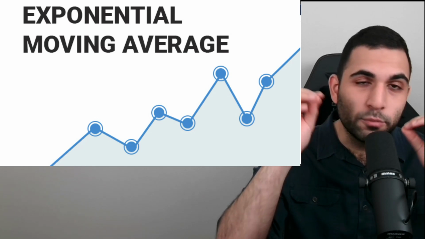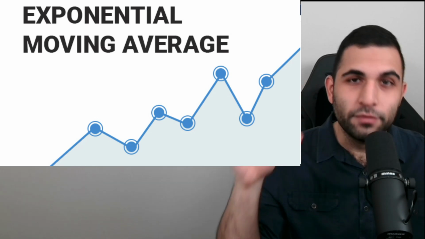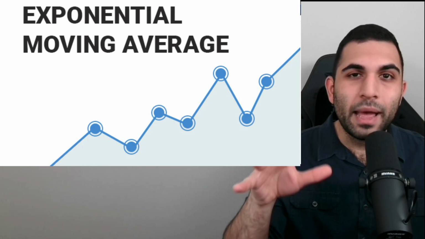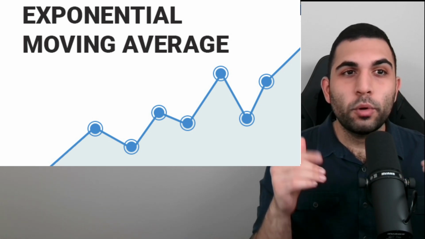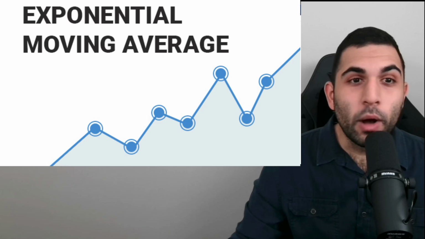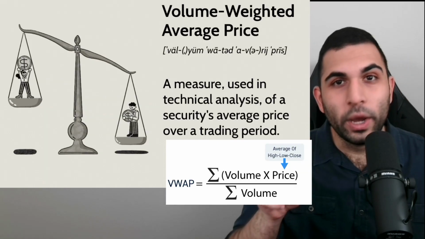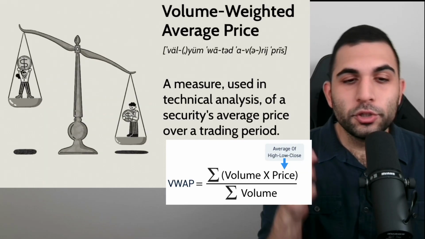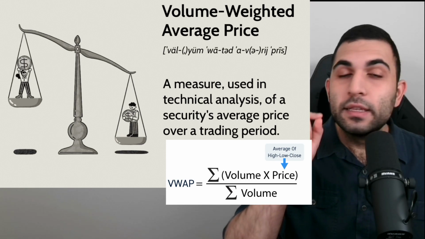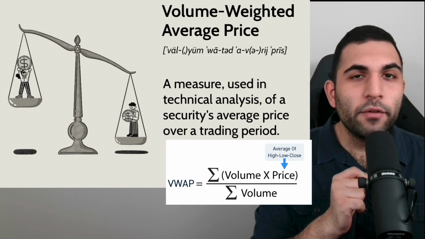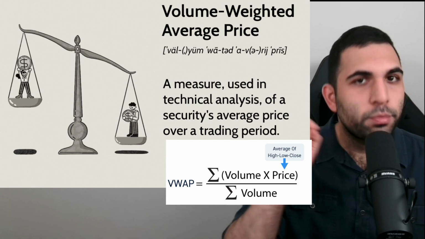The point of a lot of these moving averages and exponential moving averages, and the different lines that are placed and mapped on these indicators, is to provide you with a support and resistance point, which leads us into our next one, which is VWAP. VWAP stands for Volume Weighted Average Price. It's a measure used in technical analysis of a security's average price over a trading period. The simplest and easiest definition for VWAP is to think about it as the fair price for the stock.